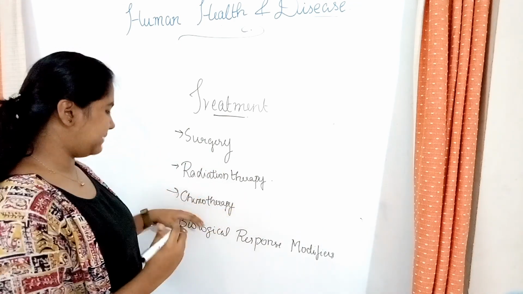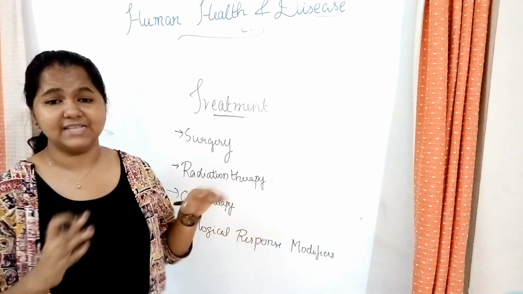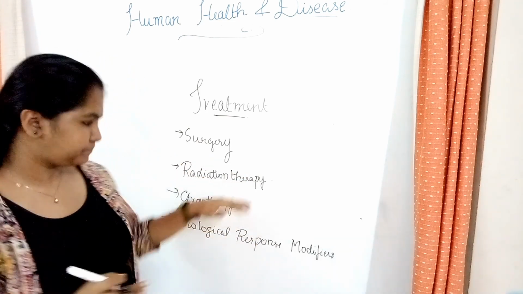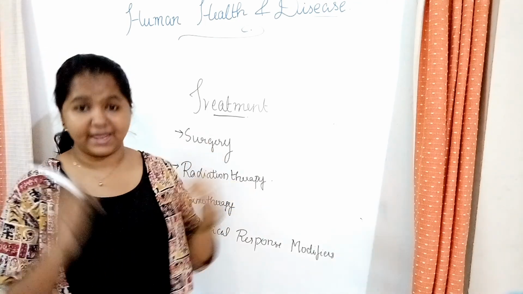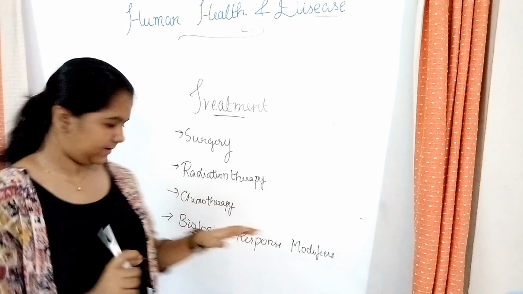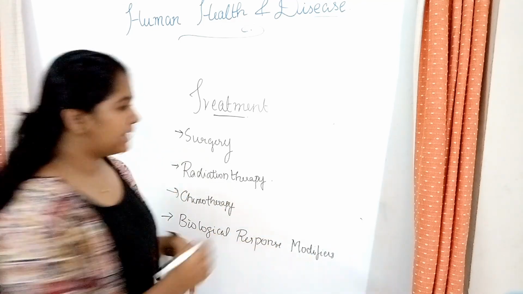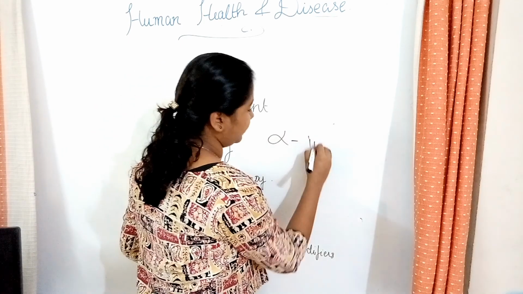The next one is chemotherapy. Both of these, radiation therapy and chemotherapy, have a lot of side effects. The side effects can be hair loss, hair whitening, then wrinkling of the skin, etc. And the last one is biological response modifiers. One example is alpha interferons.